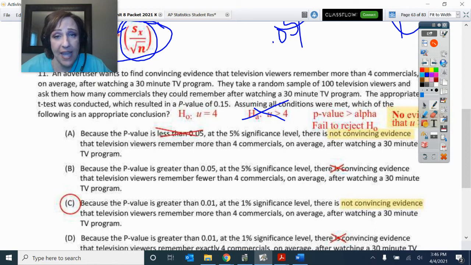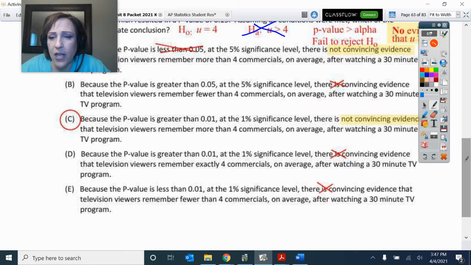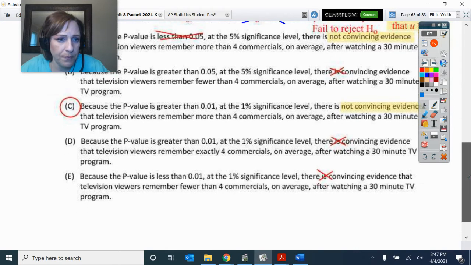Okay, no evidence that the average is greater than 4. So now I go find that because the p-value is greater than. So I'm looking for not convincing evidence that the television viewers remember more than 4 commercials on average after watching the 30-minute TV program. So these other ones, this one it is greater than, but it says there is convincing evidence and so on and so forth. There is. Okay, so those were out.